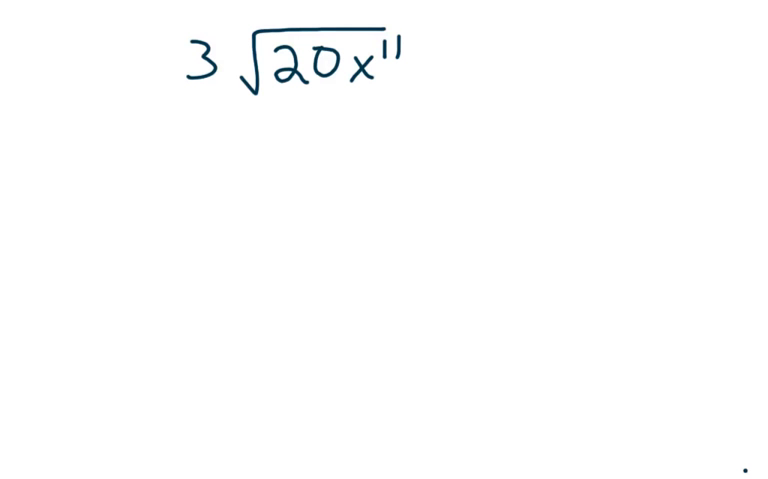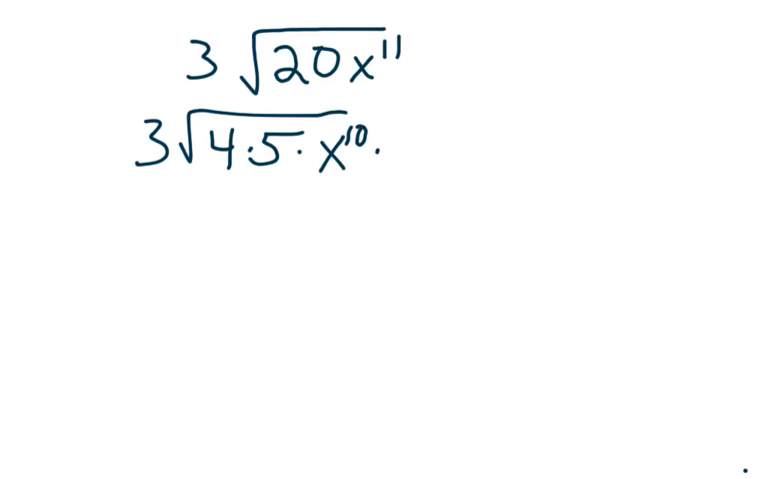Okay, so first of all, let's break down the 20. 20 can be broken down into 4 times 5. Now I'm going to break down the x to the 11th. Well, let's just make that x to the 10th times x to the first. Now, here's my perfect square. There's an even exponent. Those guys get to exit. And when they exit, that becomes 3 times 2 on the outside.